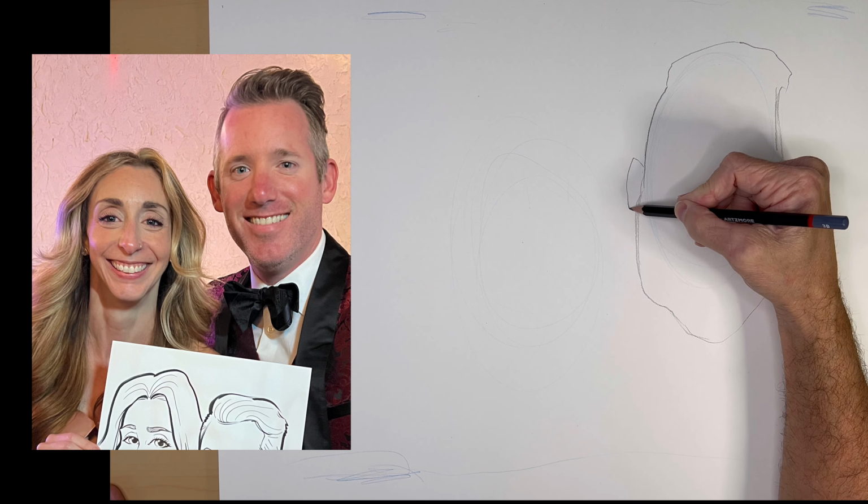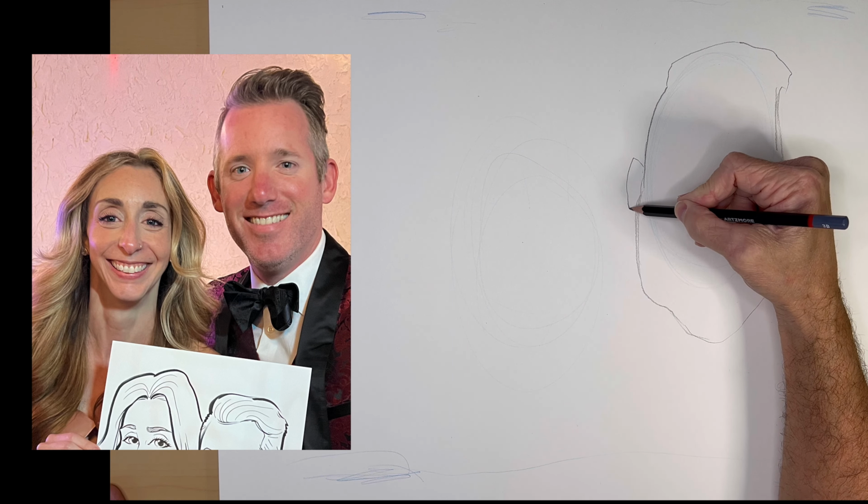Now, I'm looking for basic shapes. This guy's head seems to me it's taller than it is wide. So I'm making an elongated oval shape. On this side, his wife's head, or face, is shaped kind of like this. A squared shape with a triangle shape at the bottom.